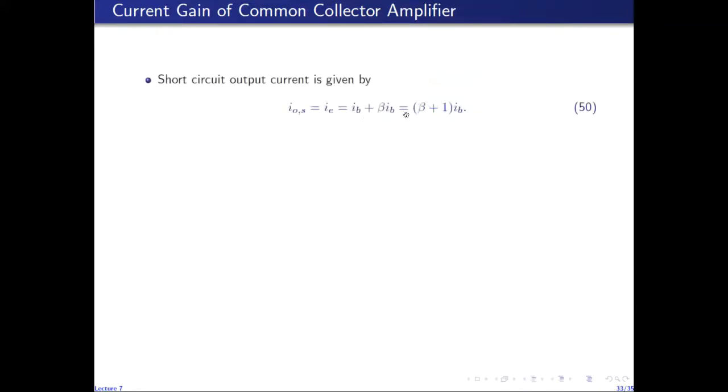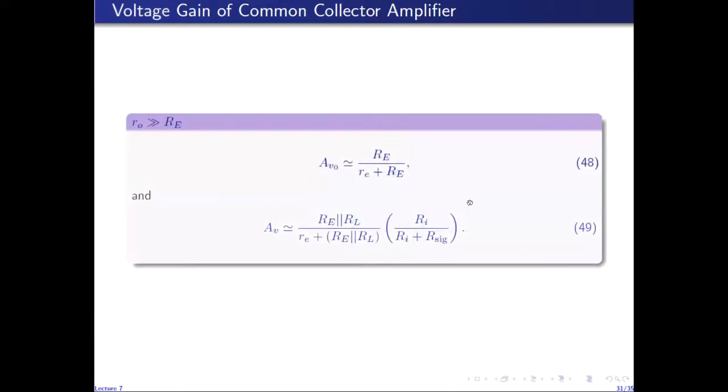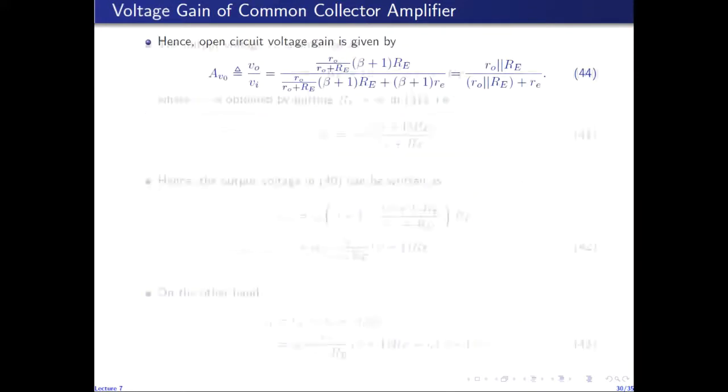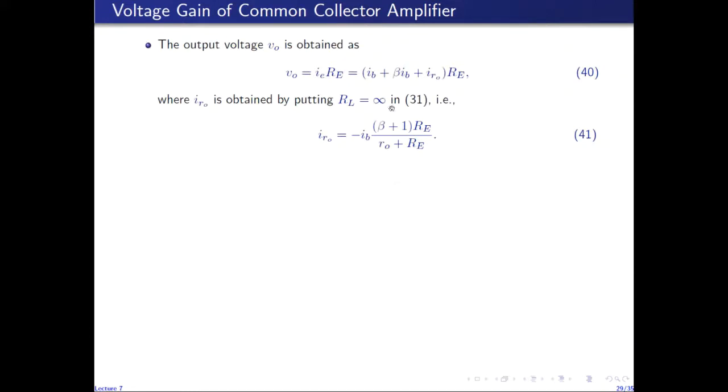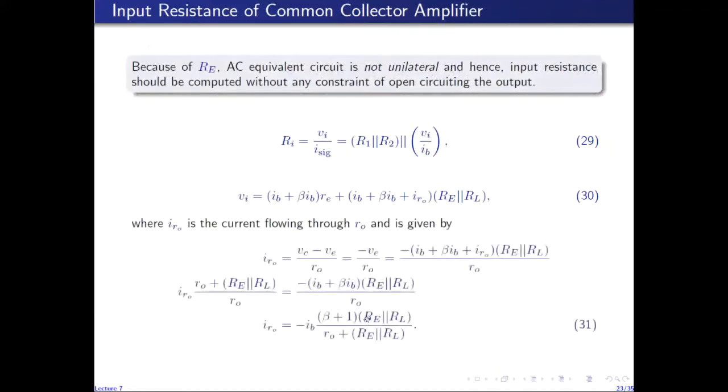So IE is IB plus beta IB, and we can mathematically verify that, in addition to this qualitative argument. We can mathematically justify that IR naught is zero. So if we go back to the expression for IR naught, if I put RL to zero here, because I have short circuited RL to ground, then mathematically you can see that IR naught is zero.